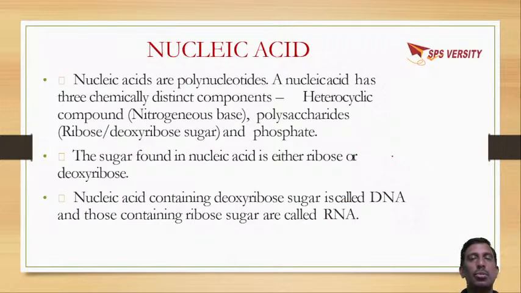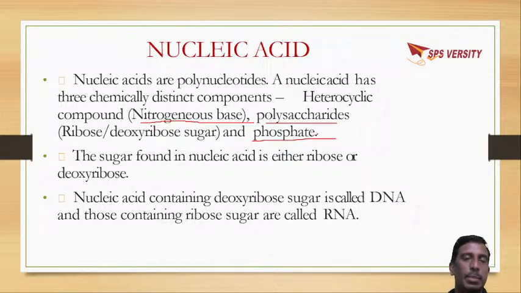And the next is nucleic acids. Nucleic acids are nothing but a chain of polynucleotides. A nucleic acid is made up of nucleotides. A nucleotide has 3 components: one nitrogen base, a pentose sugar, and a phosphate.